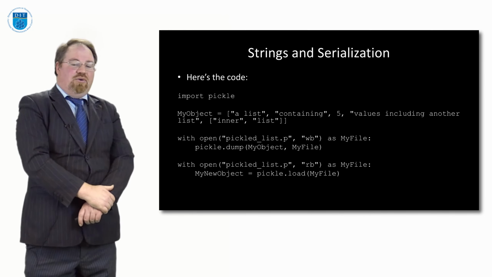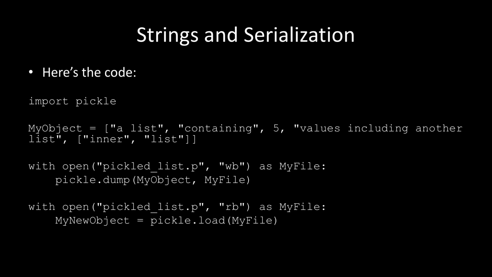Here's a look at the code. Here's a program to do that process. We're creating an object. In this case, it's just a list, and it's got 5 values, including the number 5 and, in brackets, an inner list. So it's got a bunch of information in it. We import the pickle module, then we open the file as myFile and dump my object out to it, and then we load that file back into my new object.